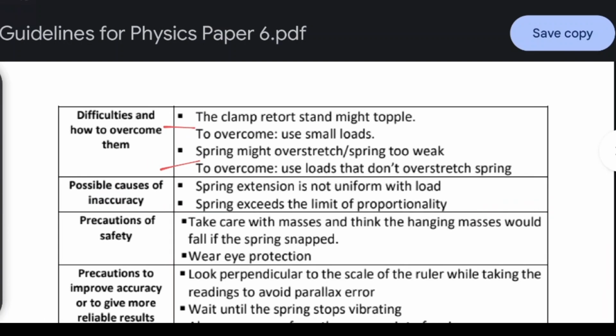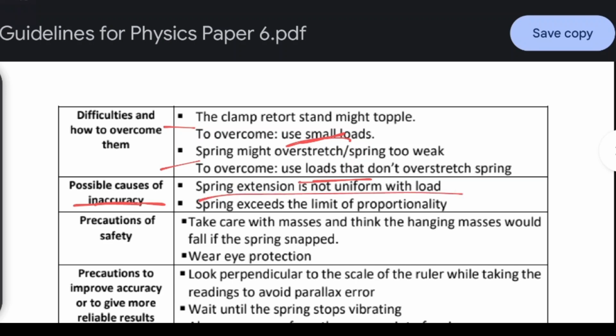They can ask you this in 1 or 2 mark questions, so make sure you know that. It's basically about loads: loads too small or loads too much. Loads too much, the spring will overstretch. Loads too small, the clamp retort stand might topple. So make sure your load is suitable. Next, possible causes of inaccuracy. Spring extension is not uniform with the load, that is, it's not following Hooke's law.